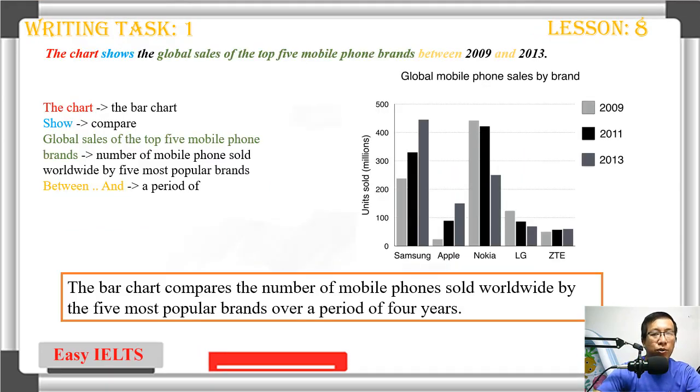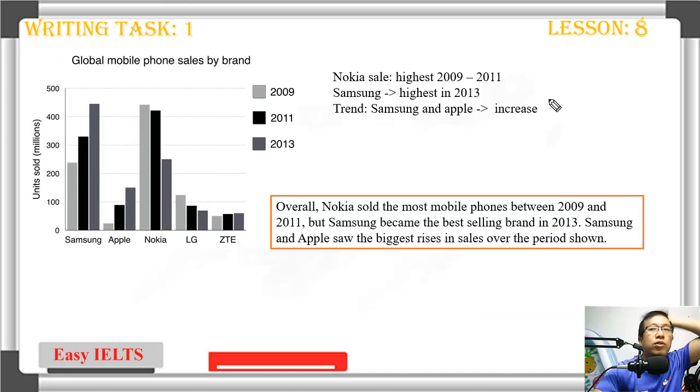Now we start to write the introduction. For introduction, it's easy to paraphrase the topic, like the chart. We use the bar chart. Of course, this is the bar chart. It compares global sales of top 5 mobile phone brands. You can say the number of mobile phones sold worldwide by the 5 most popular brands. We're going to rewrite this. Between, we use a period of. So now we have the introduction. The bar chart compares the number of mobile phones sold worldwide by the 5 most popular brands over a period of 4 years. So move on to the overview.